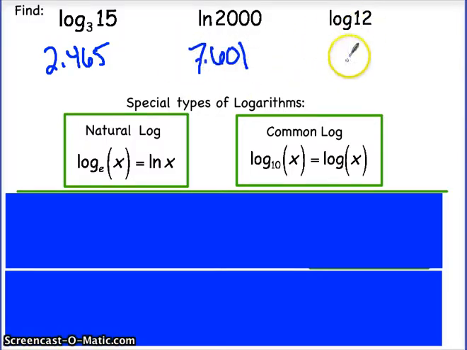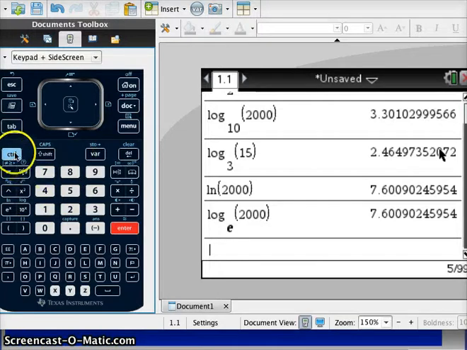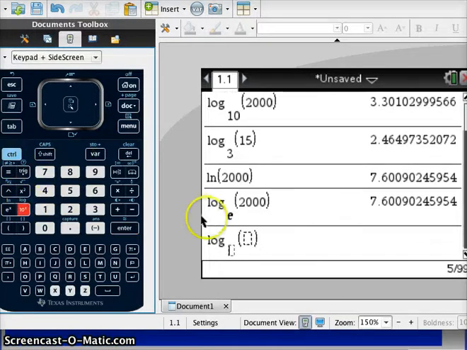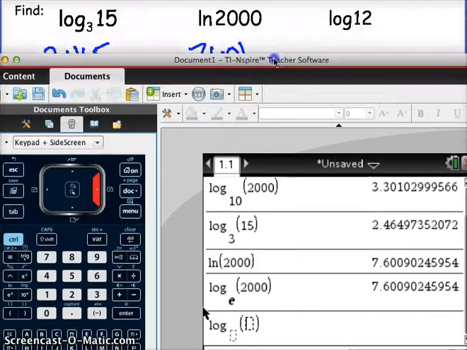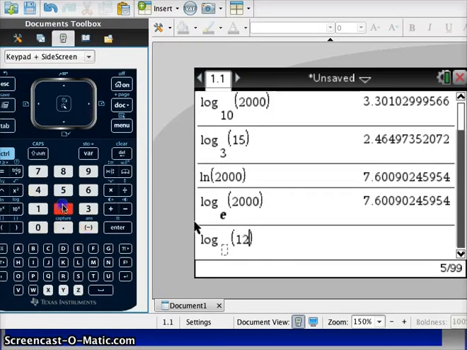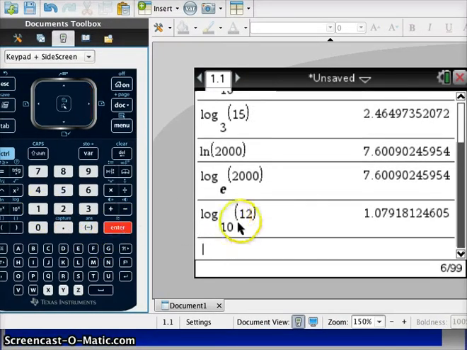Now, in addition, there's also the common log. If ever you don't see a base on a logarithm, that's what's called a common log, log base 10. So on your calculator, if you took your common log, you'd say logarithm. If you just skip writing the base at all, and then we wanted to find the logarithm of 12, well, if you skip writing it, notice your calculator will even know to just put in a 10. A common log is a log base 10.